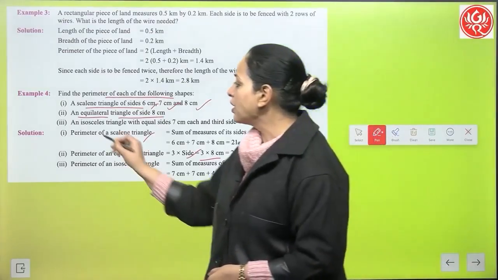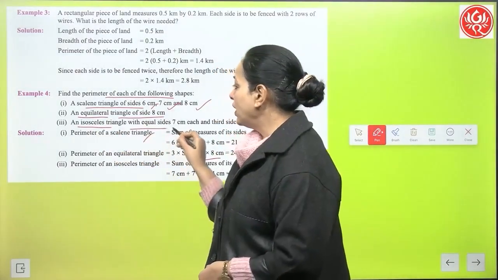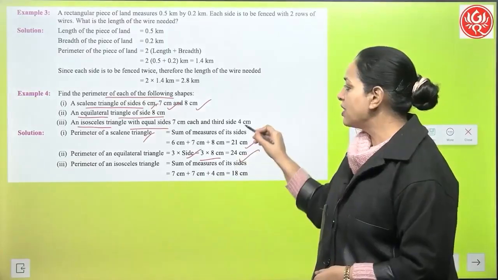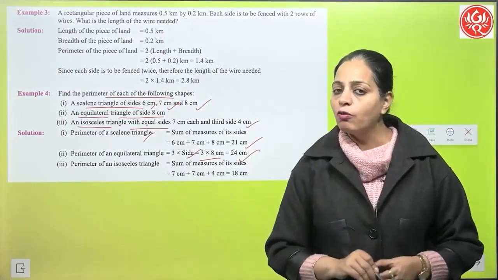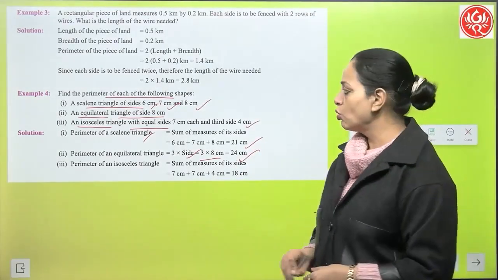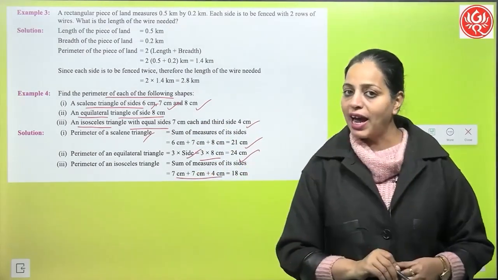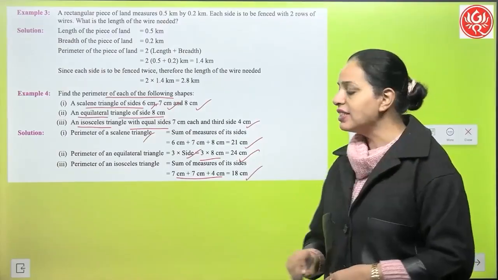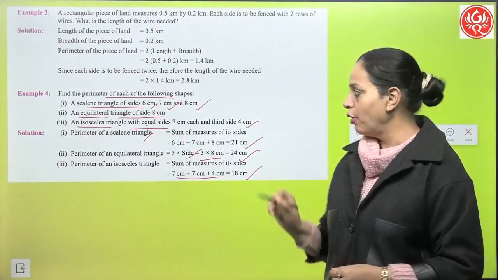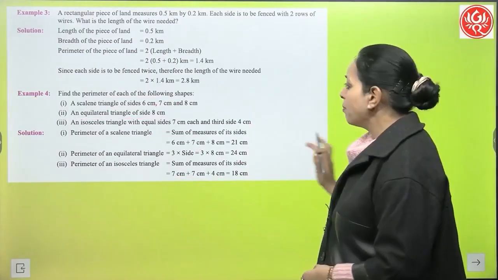Now the third part, an isosceles triangle with equal sides 7 cm and third side is 4 cm. So what to do? 7 plus 7 plus 4. तीनों को हम add कर देंगे. So answer is 18 cm. Okay. So these are very simple.